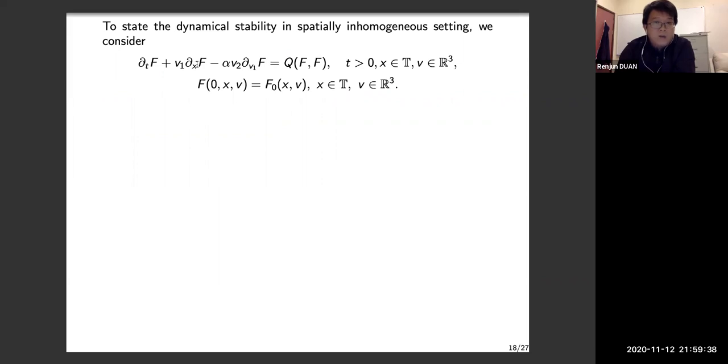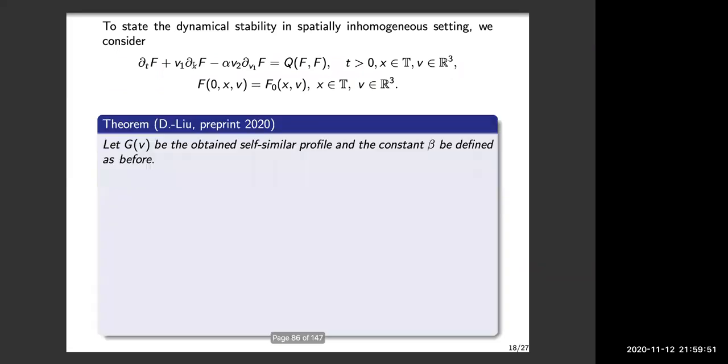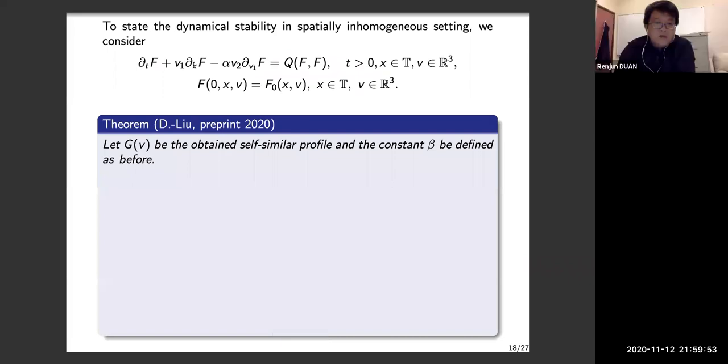Here I didn't talk about the two-dimensional setting, so that problem would be much harder. Here let us only look at a variation possibly along the X direction and look at the initial value problem. And then we can see that, suppose G exactly is a self-similar profile and the beta is defined as before, that we already fixed.